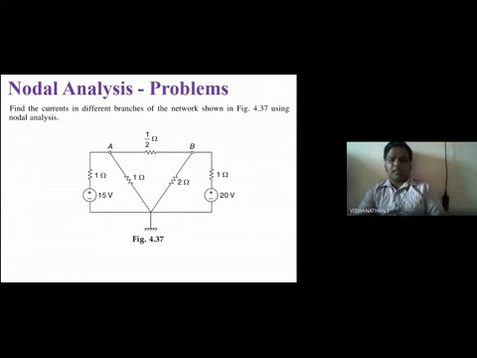Then I do it for 3 nodes. This is the second problem. The question is to find the current in different branches. They are asking for the individual currents in the given figure using nodal analysis. How many nodes are there? One node, 2 nodes, 3 nodes. Again, this is the reference node. So we need to derive 2 equations, because it is n minus 1 equations.